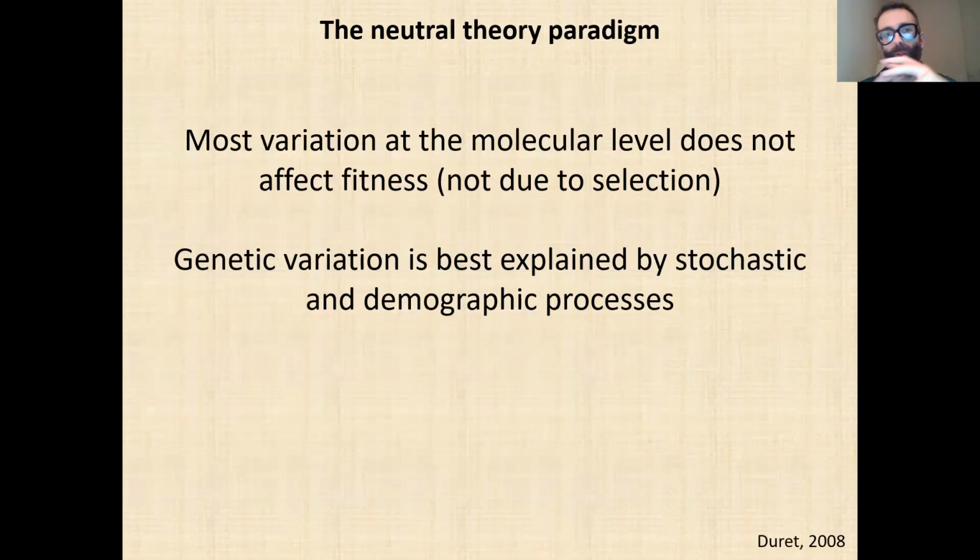But before we jump into selection, explaining everything, you have to be reminded of a very important paradigm, which is that basically most of the variation we see at the molecular level is not affecting fitness. It's not due to selection. So most of the things you're going to observe when you screen a genome, all the genetic variation, allele frequencies, whatever, is all about something else, but not selection. And what is something else? Well, it's basically two main things: stochasticity, so pure luck, pure chance, pure randomness, and demographic processes.